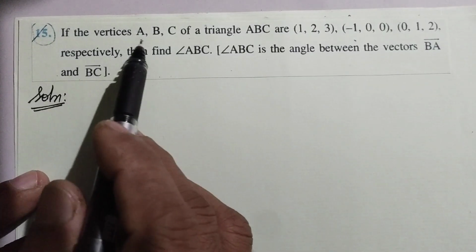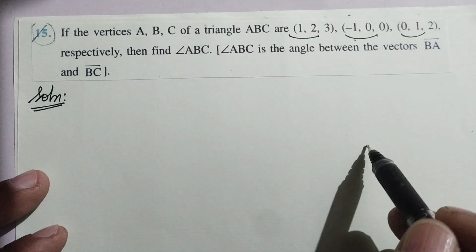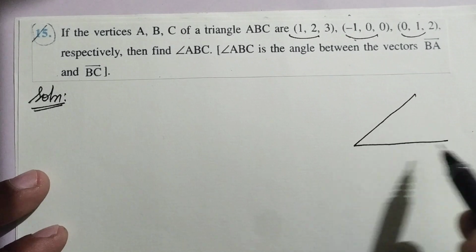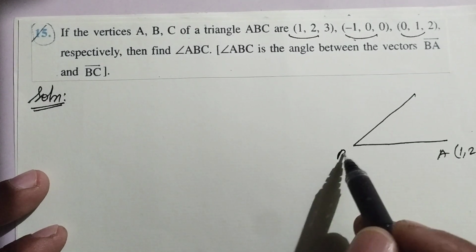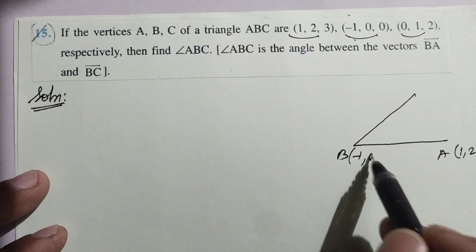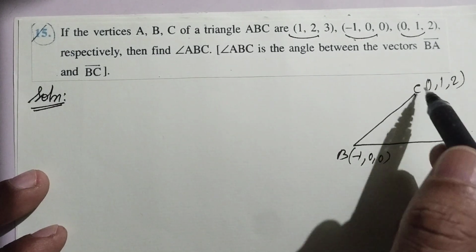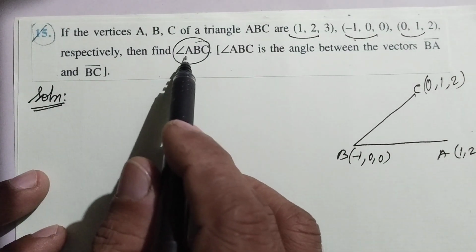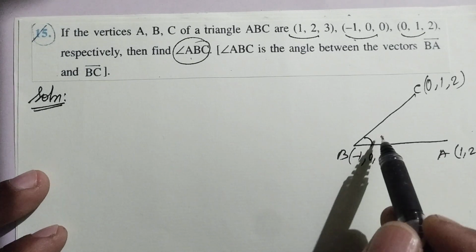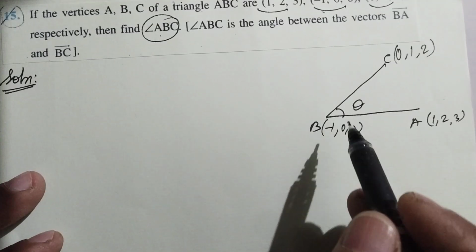Question number 15. ABC are the vertices of a triangle. 3 points given A, B and C. So I will first mark it. This point is A, it is 1, 2, 3. This point I will mark it B, minus 1, 0, 0, and this point is C, 0, 1, 2. And according to this angle you have to find out, see the question, angle ABC. That means this is the angle we have to find. We will mark it theta.